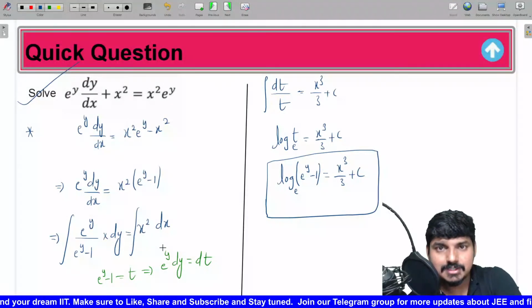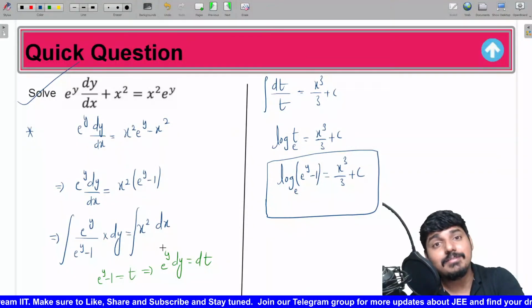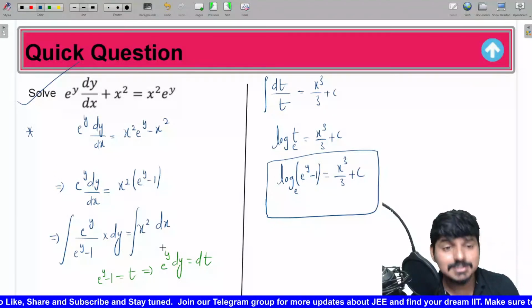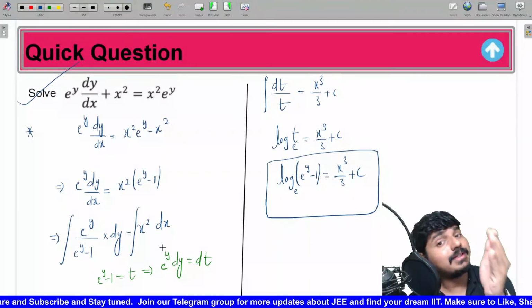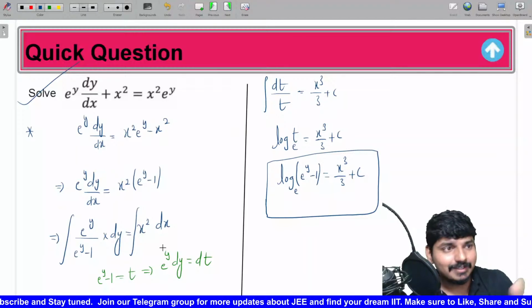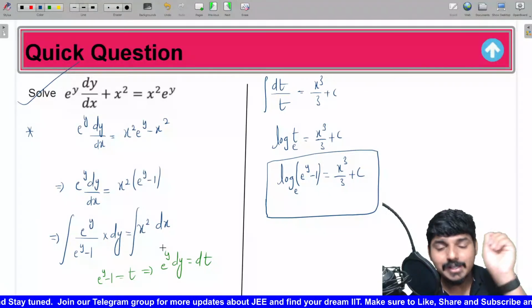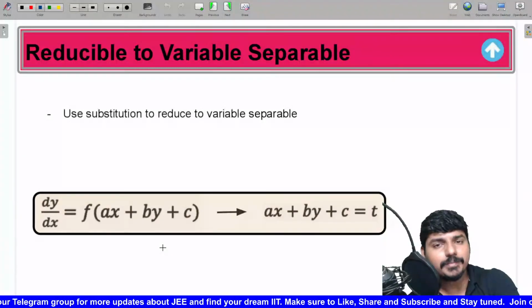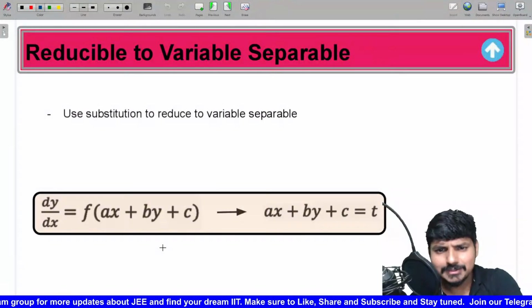So in this case, this is how you need to apply the variable separable method: all the x terms along with dx, all the y terms along with dy, then integrating, and then you're going to get the solution. Okay, now let me go to another important method which is going to be related to variable separable only.